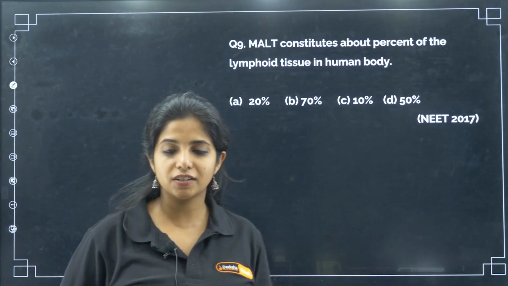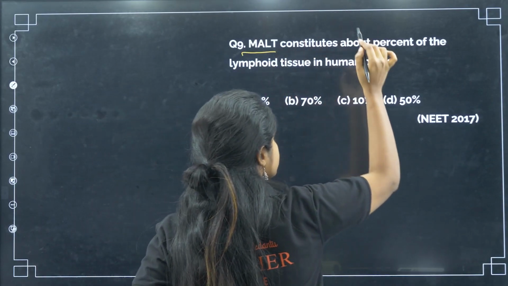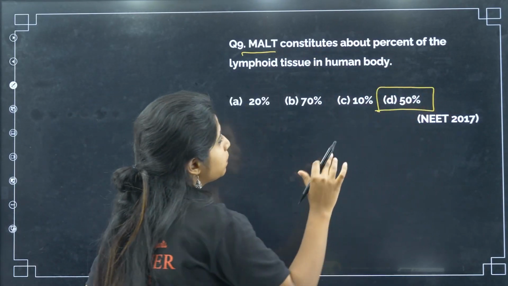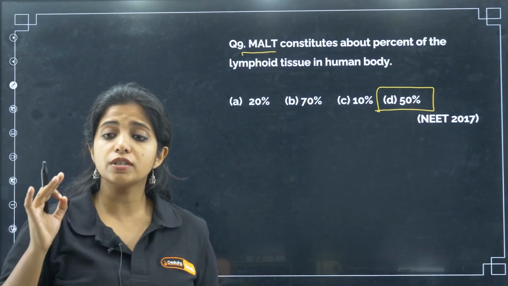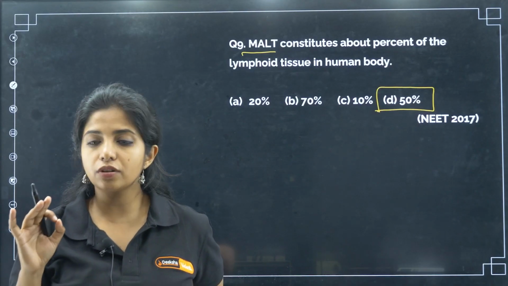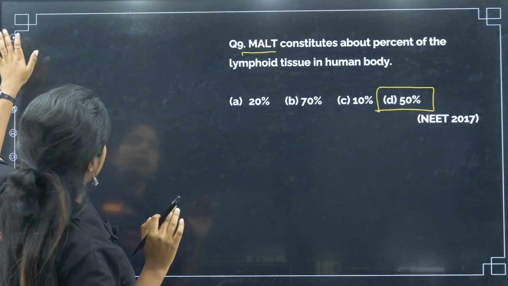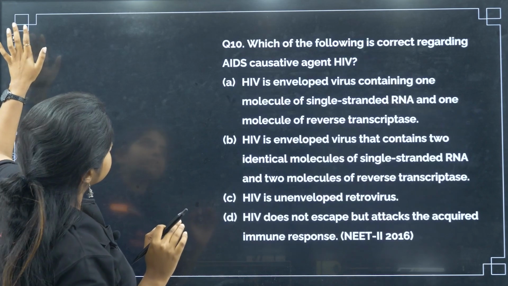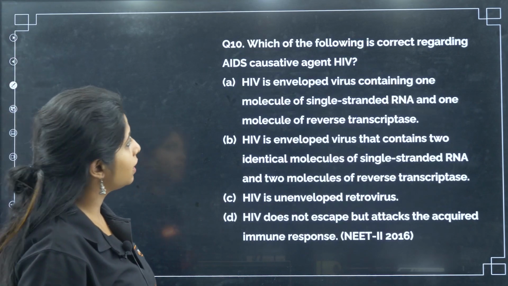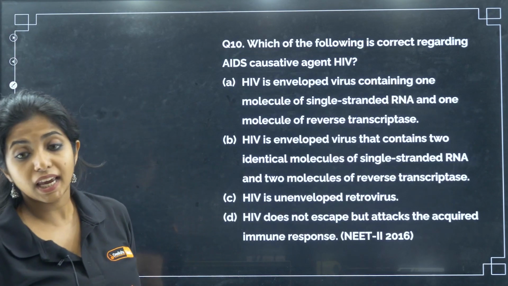They are going to fight back against all this. So in MALT, which includes the tonsils and Peyer's patch, it includes 50%. MALT constitutes about dash percent of the lymphoid tissue. It is 50% of the lymphoid tissue. Do not forget that. Now, which of the following is correct regarding AIDS causative agent HIV?